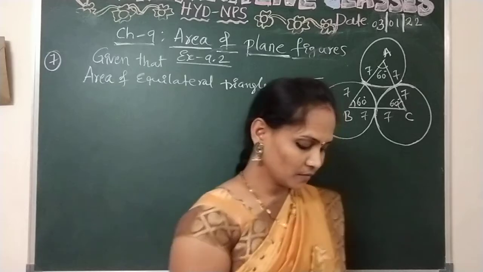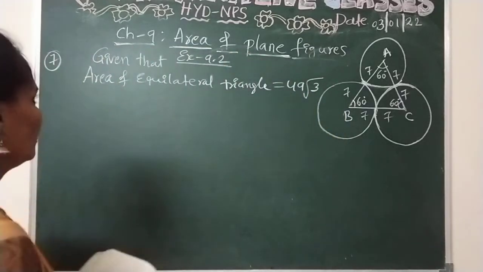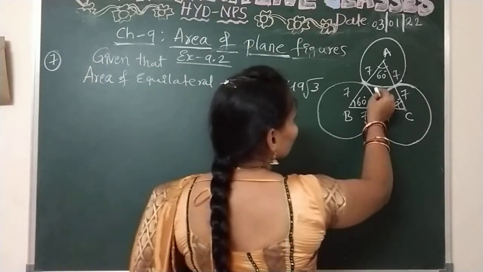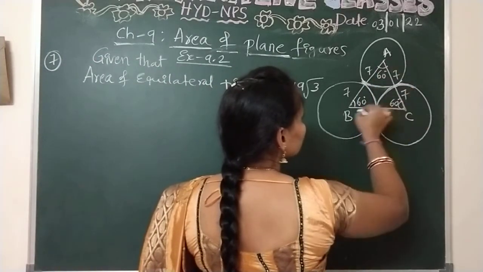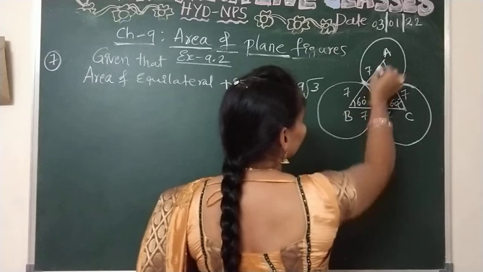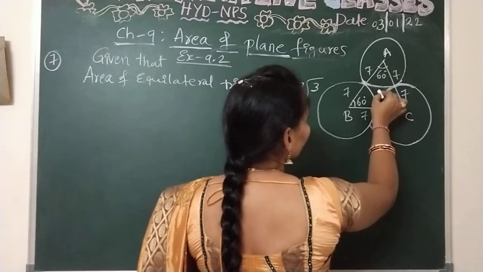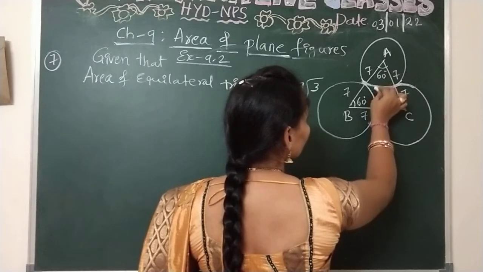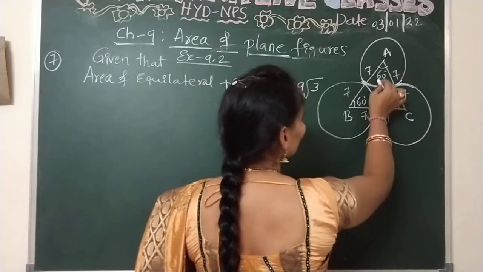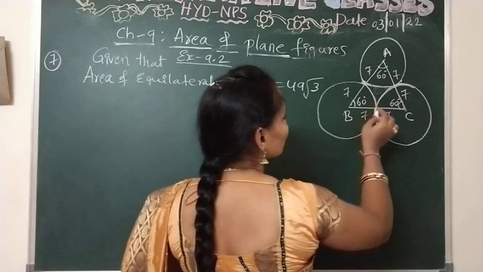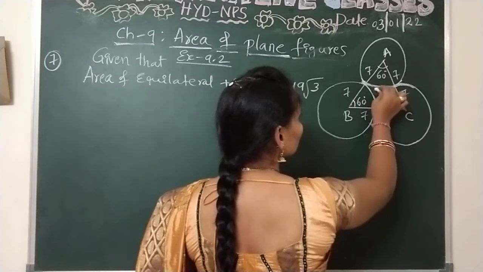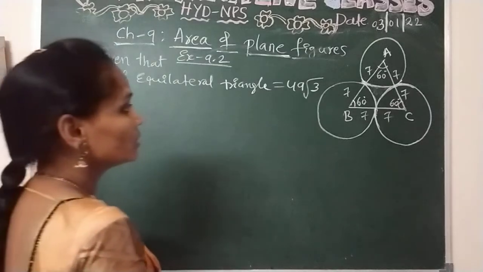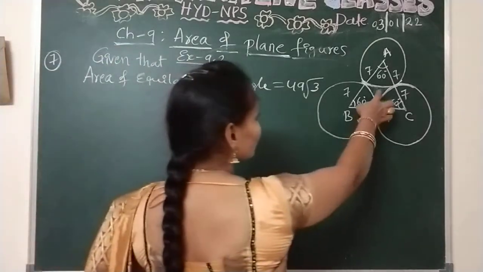Here, see, ABC is a triangle. We should find the area of the triangle which is not included in the circles. What is that portion? This middle portion area we need to find out. How should we get the area of the middle region?